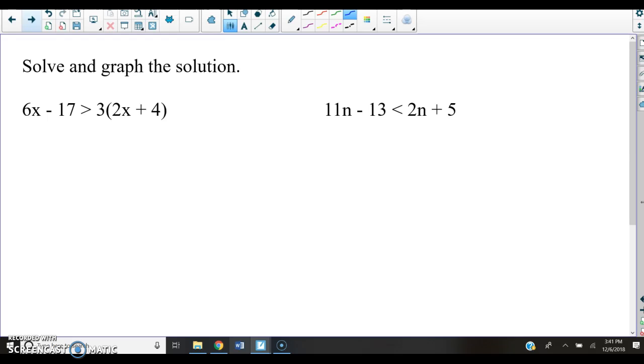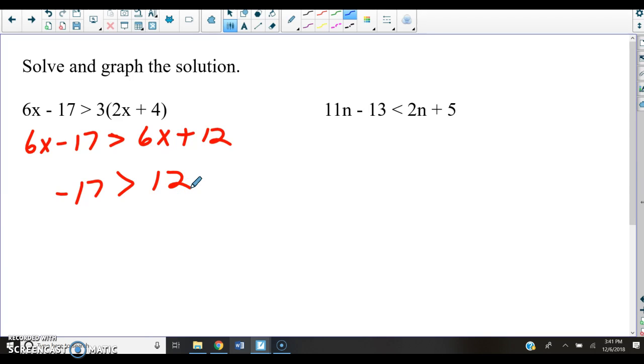Here's some more to solve and graph. If we distribute this time, we'd have 6x plus 12 on the right. And if we subtract 6x from both sides, we'll get negative 17 is greater than 12. Well, that is false. The x terms all canceled, so you are going to have a false statement when you look at it, and there are no solutions.